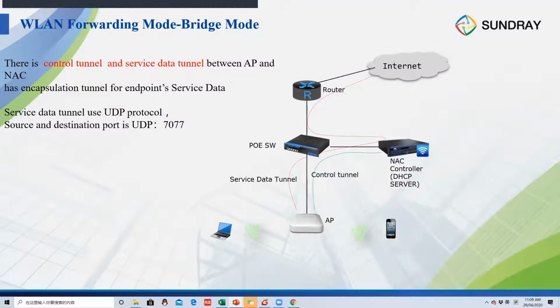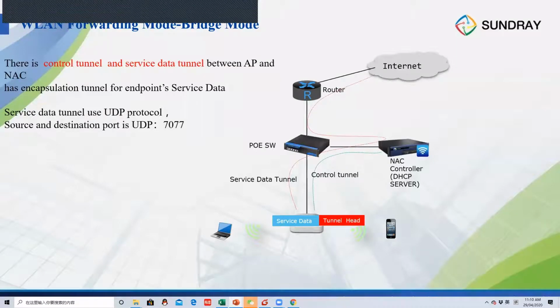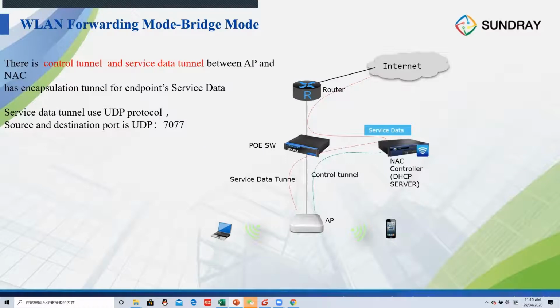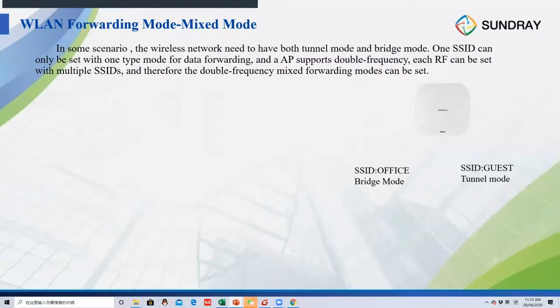For the tunnel mode, between the AP and the controller you have a control tunnel and also a service data tunnel. The packet from the station goes to the AP first. At the AP, the AP adds a tunnel header. That's why we call it tunnel mode. For example, the source IP address of the packet is the station. When it arrives at the AP, the AP changes the source IP address to itself and the destination IP address to the controller. Definitely they add a new header to this packet. Then the packet goes into the controller, the controller removes this tunnel header, and then the service data is transferred to the internet. This is the tunnel mode. Sorry, the title here is wrong.